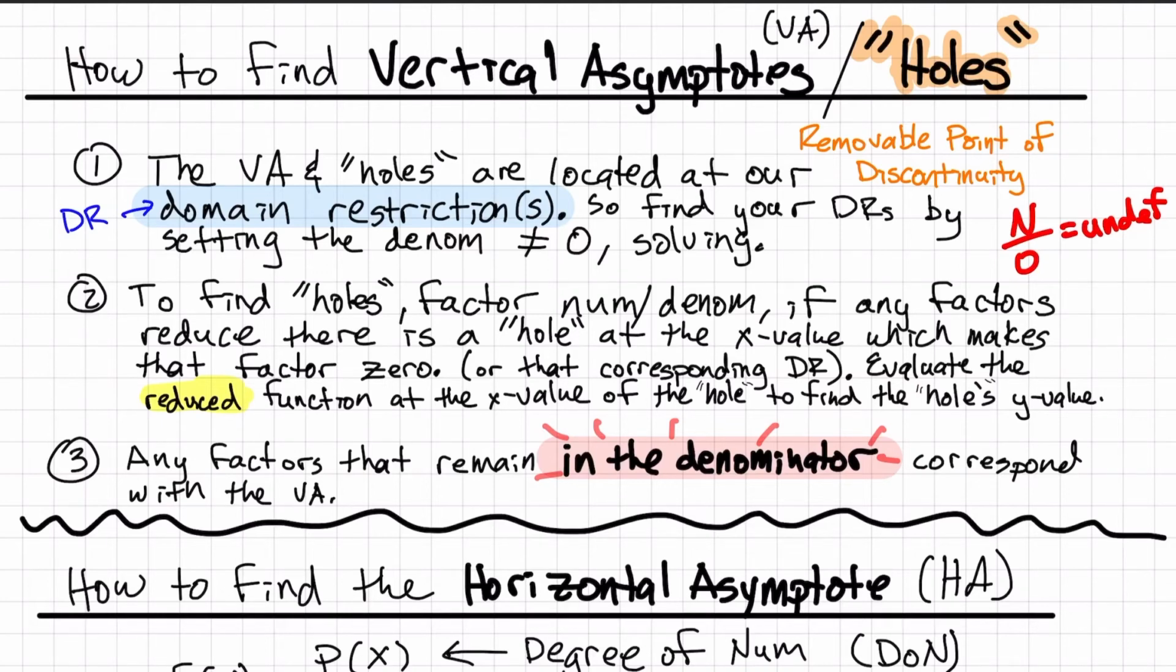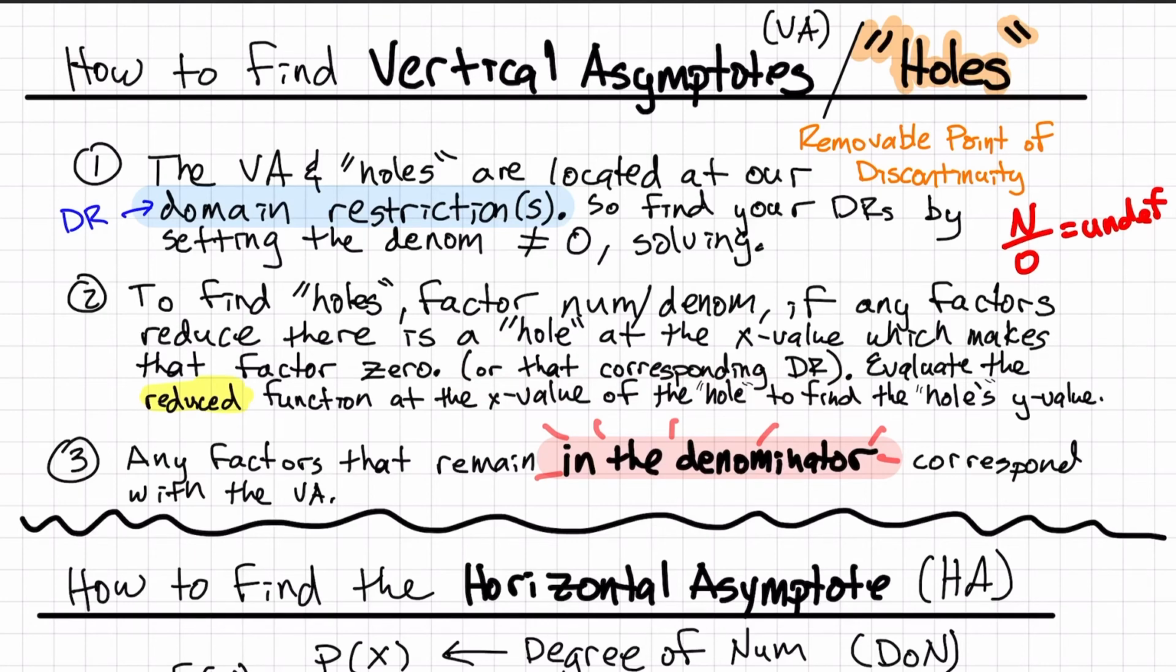So let's find the holes first. To find holes, we need to factor both the numerator and the denominator. If any factor is reduced, then there's a hole at the x value which makes that factor 0. We should be getting pretty used to this: here's this factor, set the factor equal to 0 to see the x value, basically solve for x. So it's that same idea. Whatever our factors are, set them equal to 0, and at that x location, there's a hole. Which is basically that corresponding domain restriction.